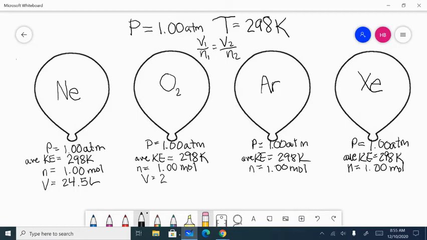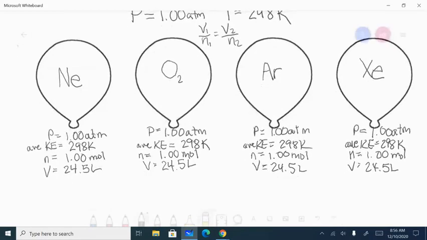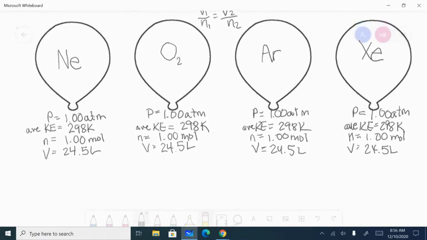So here's some things that are all the same. These balloons are the same size, the same volume. That means they have the same number of moles. They're in the same room, so it's the same temperature and the same pressure. The pressure inside the balloon is going to be the same as the pressure outside the balloon. So now we've listed all of the things that are the same in these balloons.